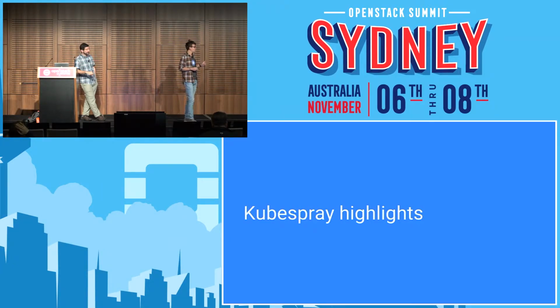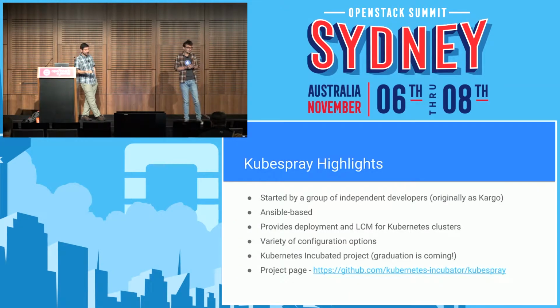So, a few highlights about Kubespray and exactly why you should use it and what benefits you may have from using Kubespray for your Kubernetes deployments. Again, it's a community-driven project. It was started by a group of independent developers. The original name of the project was Kargo. Today it's Kubespray, but anyway, if you're looking for documentation on the internet, you may also find some guides for Kargo. Kubespray is based on Ansible.